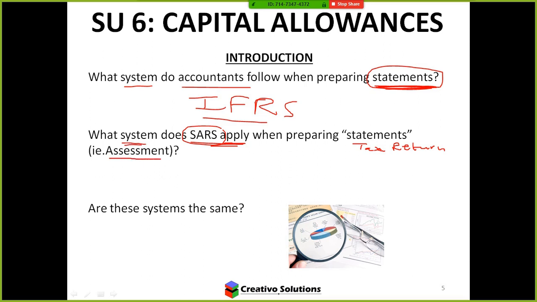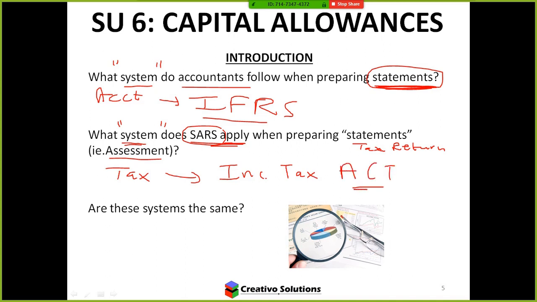What system do they use when looking at your assessment? Is it e-filing? No, e-filing would be the platform. The system would be, or the rules, I should say. I'm just using system loosely. The system that accountants use would be the accounting system, and the rules would be IFRS. In this system, it would be a tax system, and the rules would be the Income Tax Act. The most important thing is just the word act. In other words, legislation.